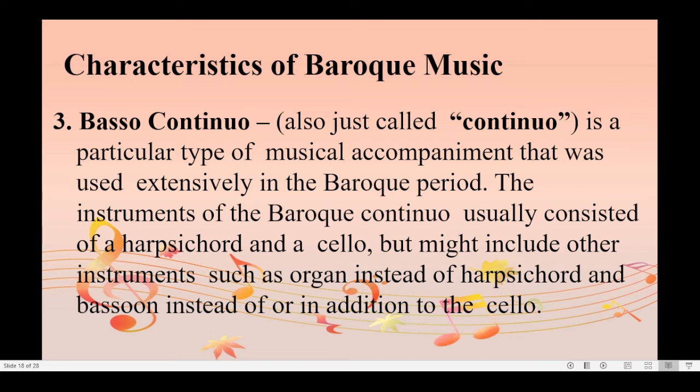But it might include other instruments, such as an organ instead of a harpsichord, and a bassoon instead of, or in addition to, the cello. So that is basso continuo. It's the accompaniment. Always remember that it is the accompaniment that they are using.